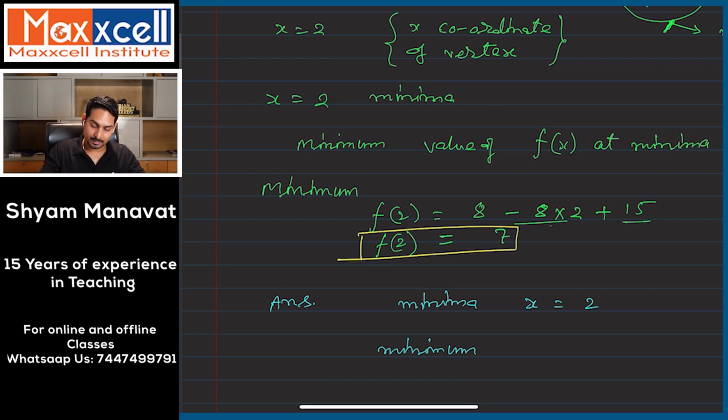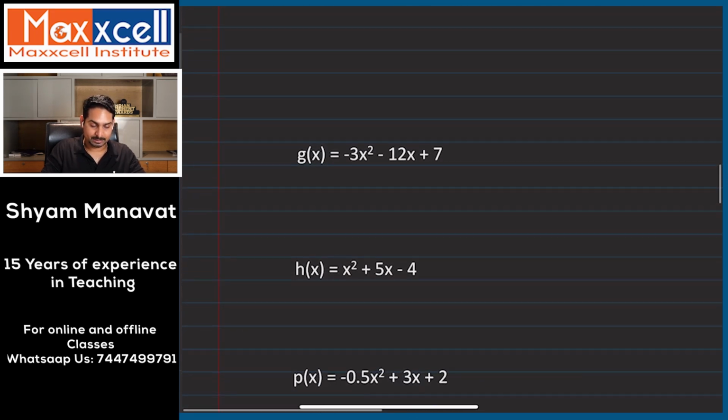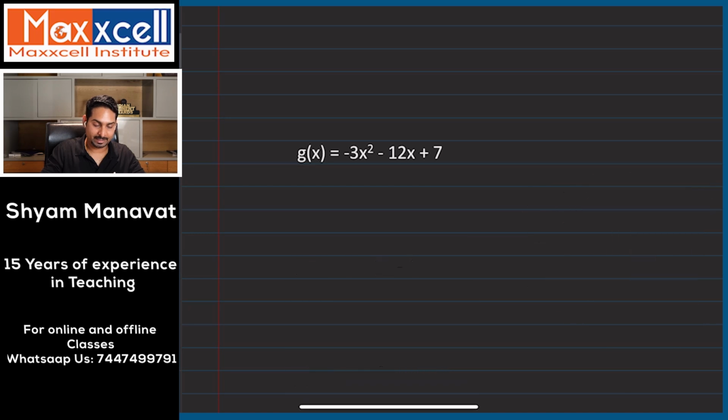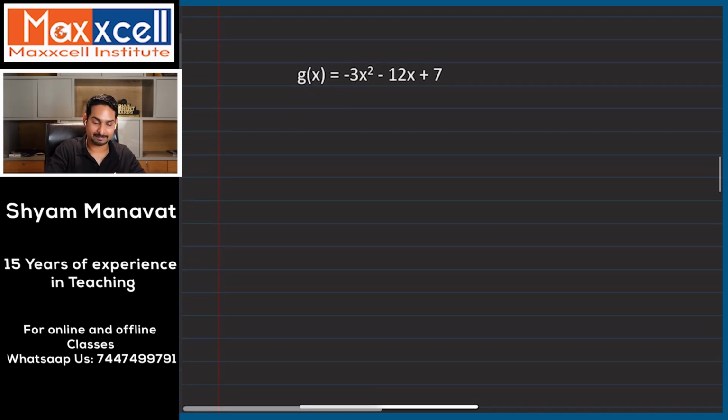Clear? Okay. So minima is x is equal to 2 and minimum is what? 7. This is your answer. Clear? Okay, let's talk about this question. G of x, again, we need to find out minima or maxima depending on the characteristics of the equation. So question is not, I'm not telling you that this will show minima or maxima. You need to identify first.